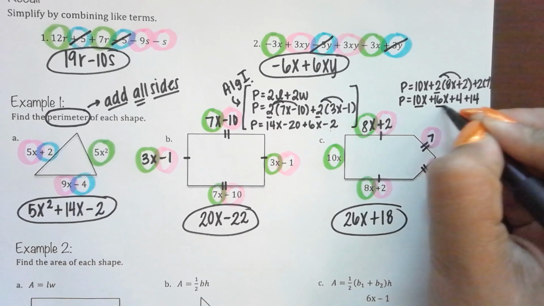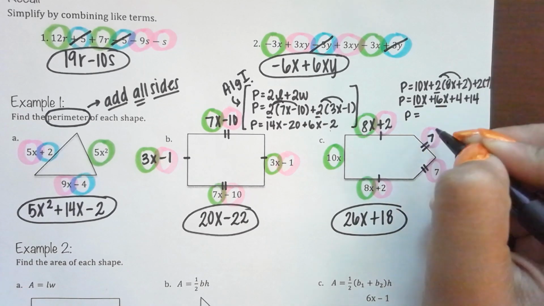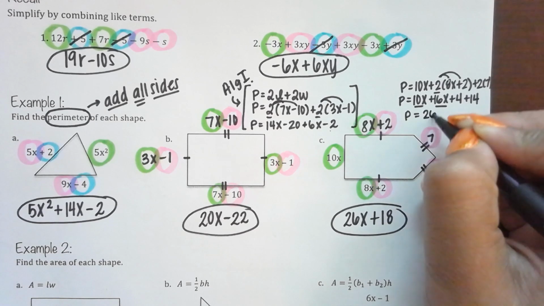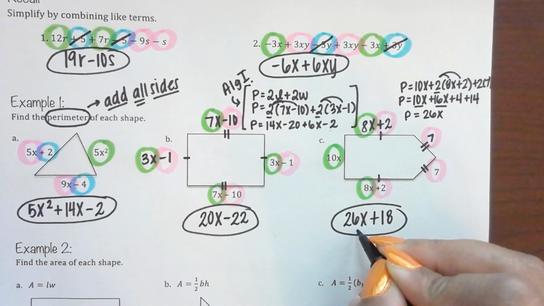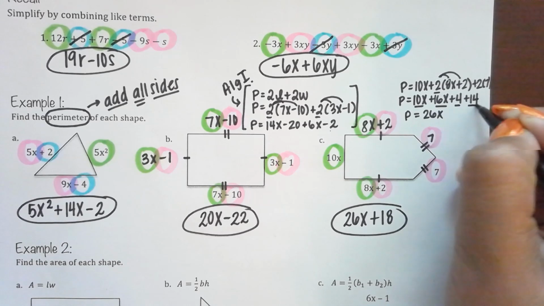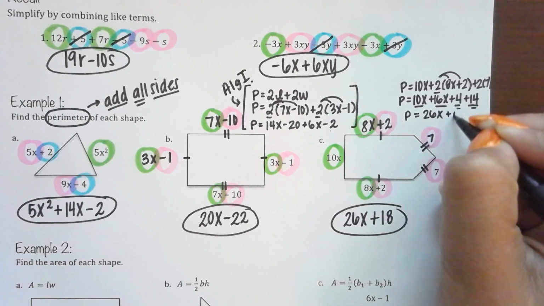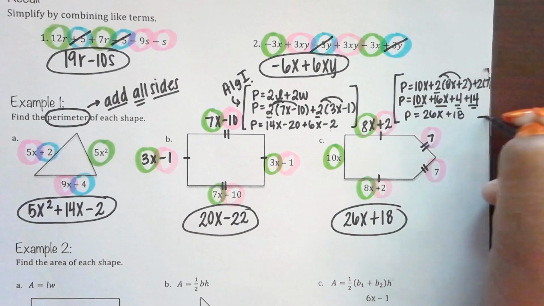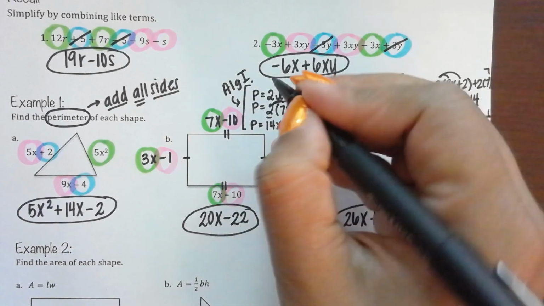Combining like terms, what's 10x plus 16x? 26x. So 26x plus 18. Isn't that what we got down here? What's 4 plus 14? 18. So, it's the exact same. But this is the way you will see it worked in Algebra 1.